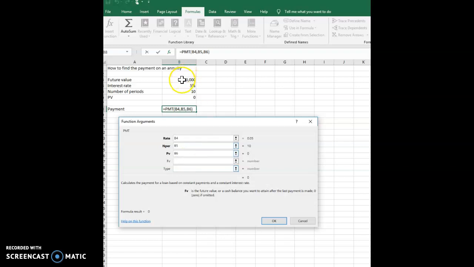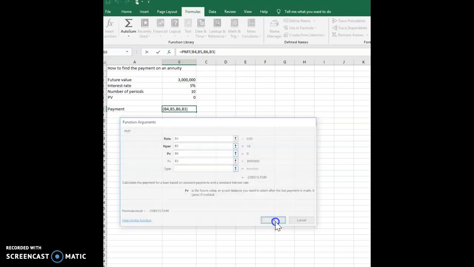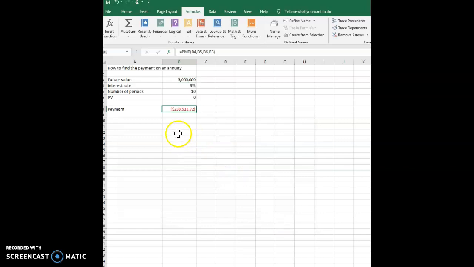The future value we expect to be $3 million. The type I leave blank because this is an ordinary annuity, or I could put in the number 0. I'm going to click OK, and the payment amount is $238,513.72. And so if we make this payment at the end of each year for the next 10 years, we will accumulate $3 million at the end of 10 years.